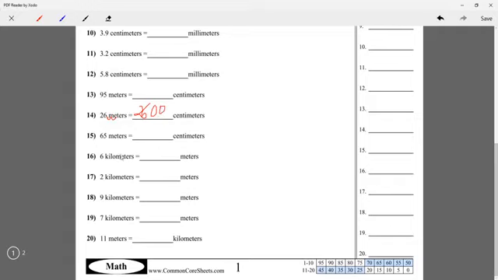Kilometers to meters is the same thing, but we're going to be moving the decimal place 3 times. 1, 2, 3, and then that just ends up being adding zeros. So it's just timesing by 1,000. Meters to centimeters is timesing by 100. So hopefully that gives you a basic idea of conversion.